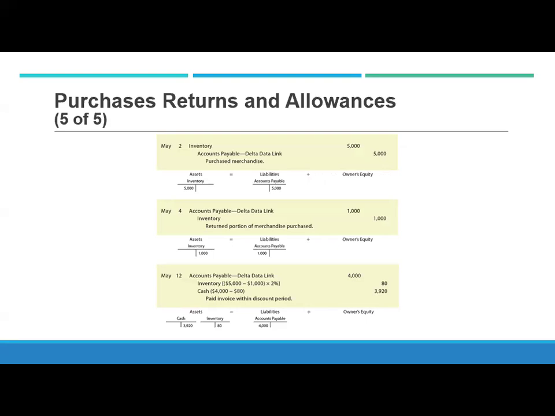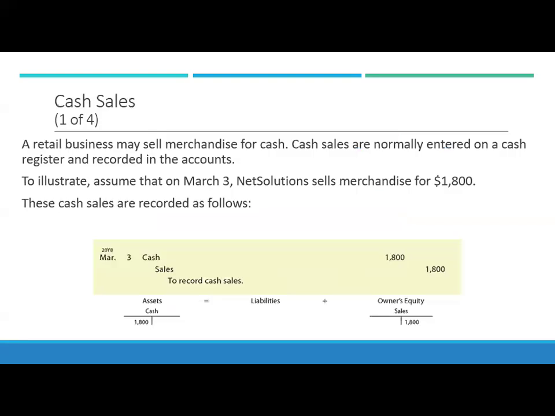And just note that if there is a freight cost, the discount does not apply to freight. We'll get into that in a bit, though. So the discount here is $80, which is 2% of 4,000, which is the remaining from 5,000 minus 1,000.